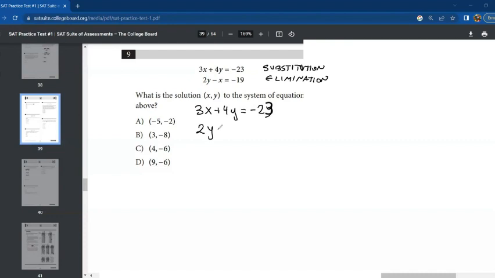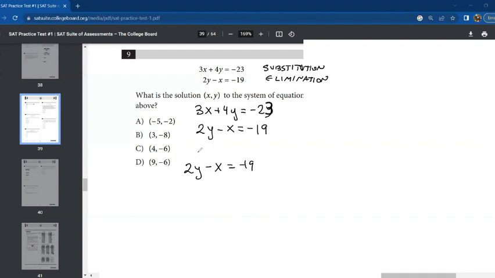And the first step is to take a look at the equations and see where to start. I prefer to start with the second one because it looks simpler, no? I don't have a number here, or I have a 1, so that makes everything easier. So I'm going to solve the second equation first. So 2y minus x equals -19.